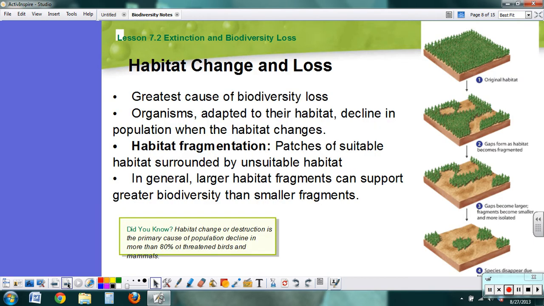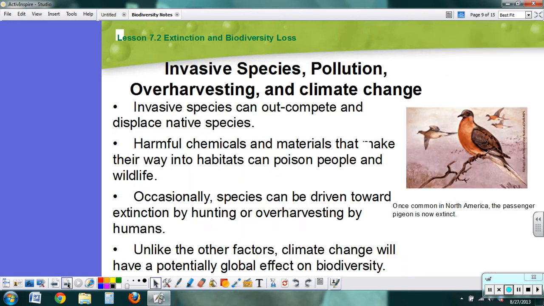Habitat fragmentation also causes part of the habitat change and loss, which is usually due to us building cities and roads through certain ecosystems. Like I said before, the invasive species, pollution, overharvesting, and climate change all contribute to the loss of biodiversity. So how do we fix this?